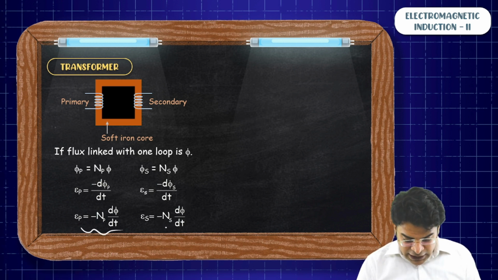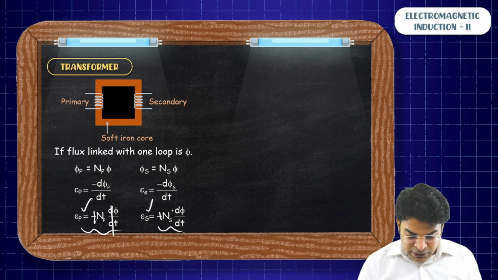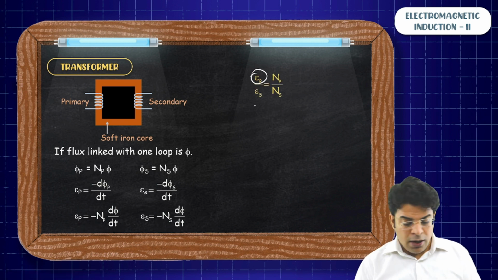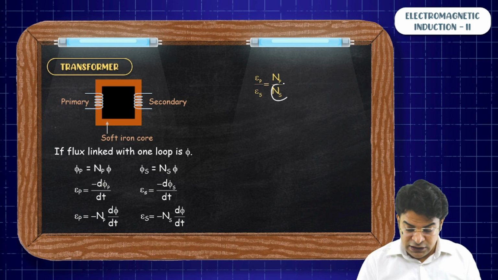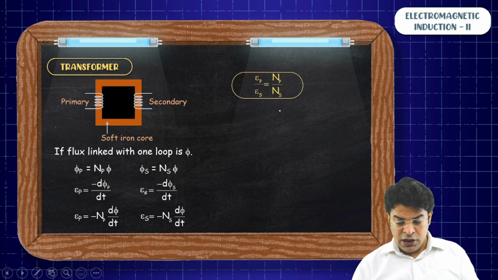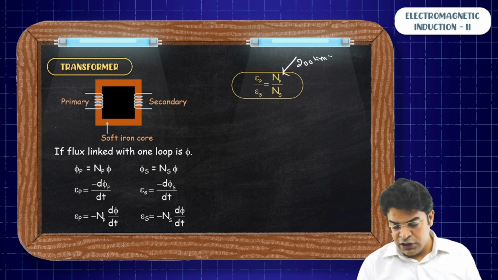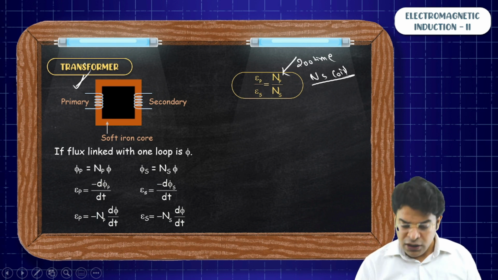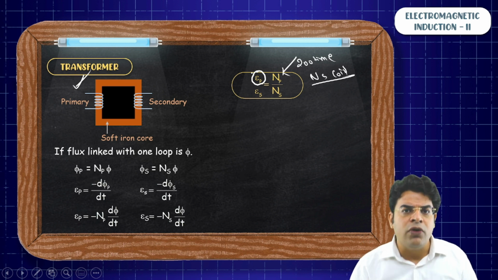Now dividing both sides, you will get EP by ES. On the right hand side, minus d phi by dt and minus d phi by dt get cancelled, and you get NP by NS. So the EMF induced in the primary coil upon the EMF induced in the secondary coil equals the number of turns in the primary coil upon the number of turns in the secondary coil. So think of it this way. If the number of turns in the primary coil is 200 times the number of turns in the secondary coil, then the EMF induced in the primary coil will be 200 times the EMF induced in the secondary coil.